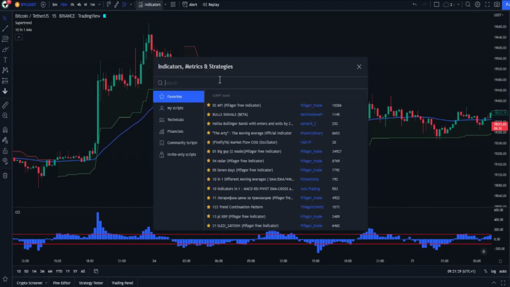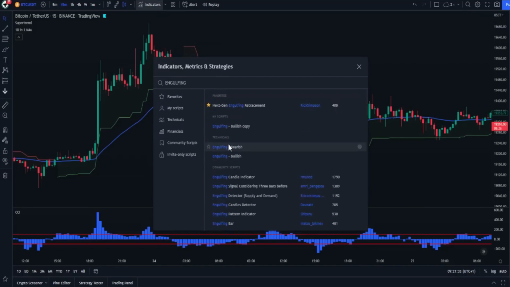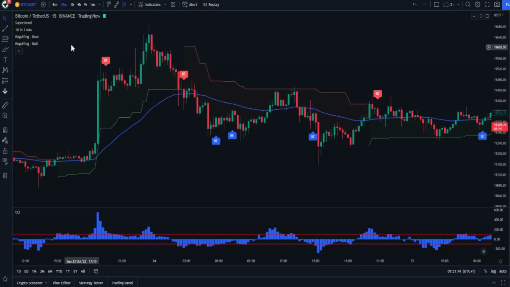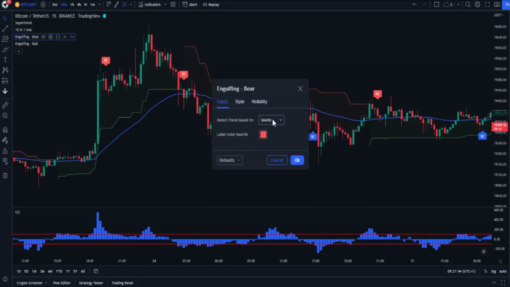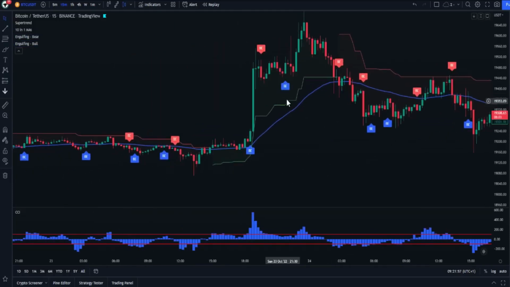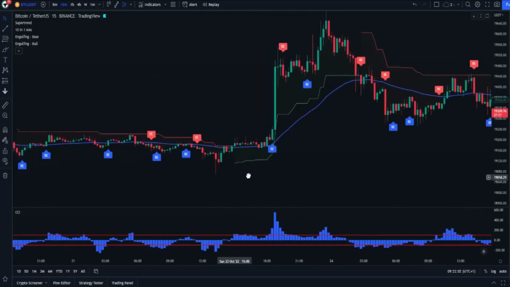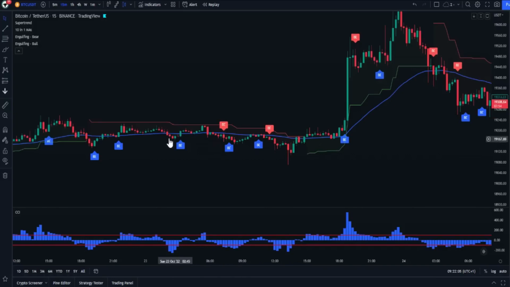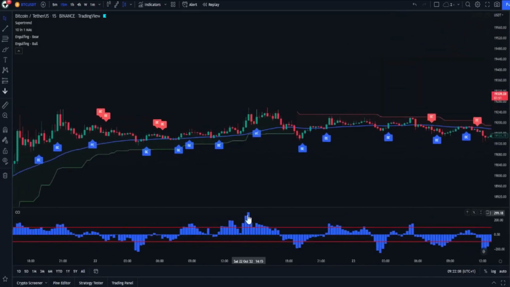For example, we can use the engulfing candles indicator. Since these indicators depend on the moving average 50, we do not need it and we can cancel it because we already have one on the chart. After applying this indicator, let's see some additional signals. I will speed up the video a bit and you can see the large number of signals that appeared on the chart, and of course, they can be filtered as we did with the previous indicator.